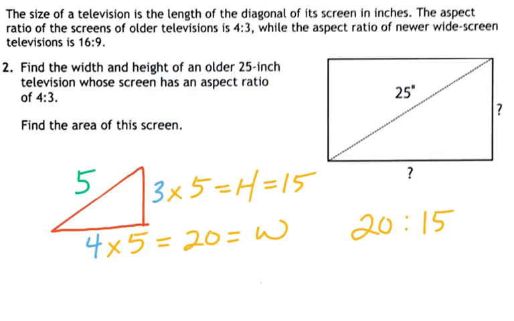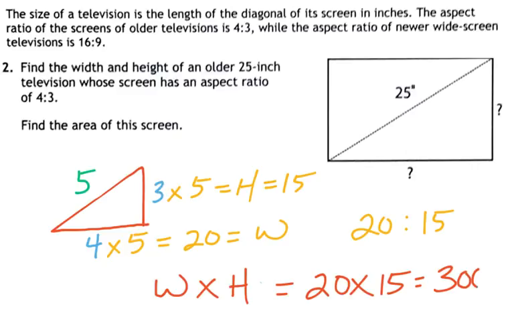And then we're asked to find the area. We multiply the width times the height to get the area. So 20 times 15 is equal to 300 inches squared.